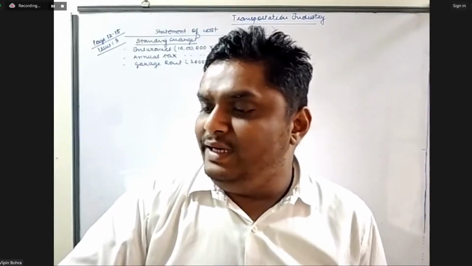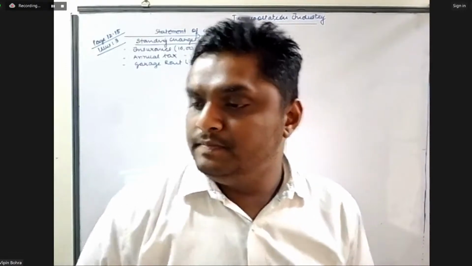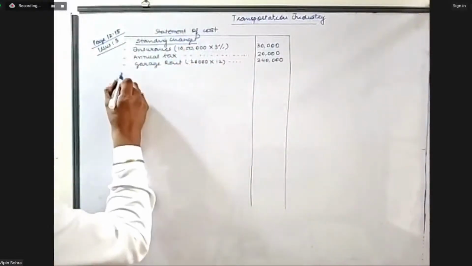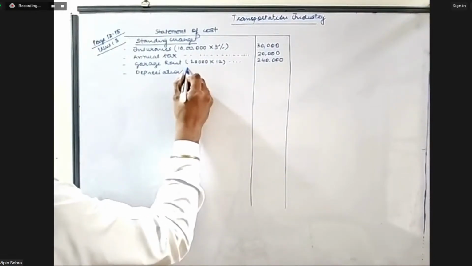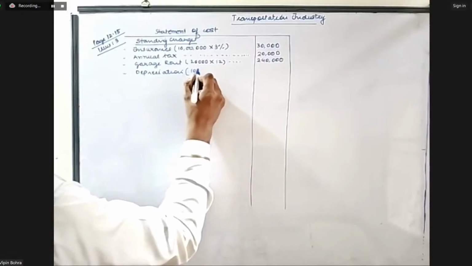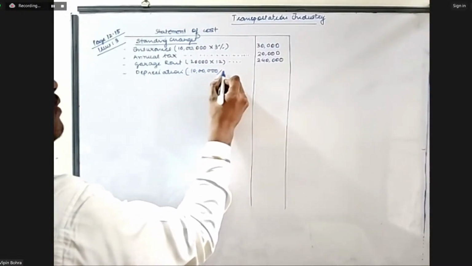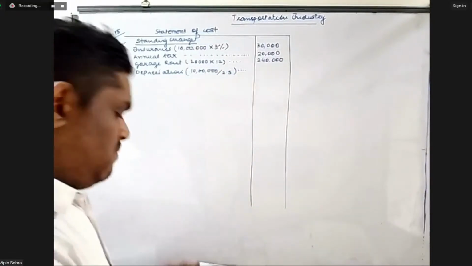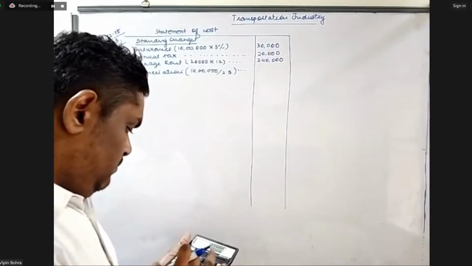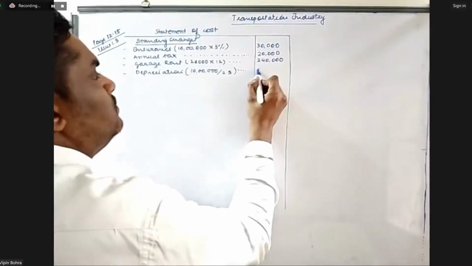The bus is likely to last for 2.5 years. So we'll take the cost over its life, and we'll get the depreciation per year. That is 4 lakh.